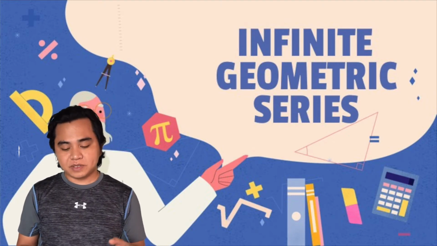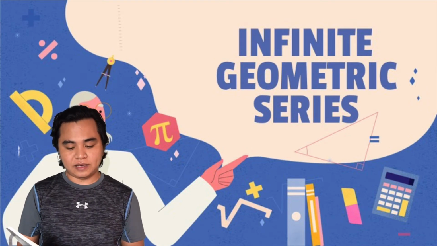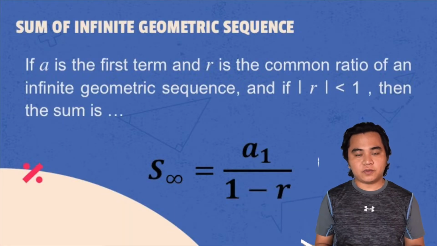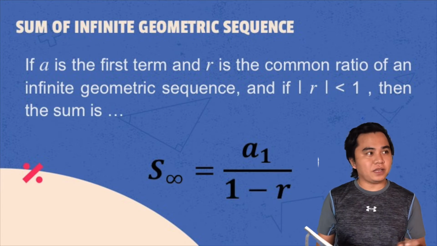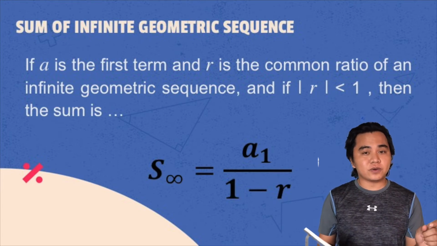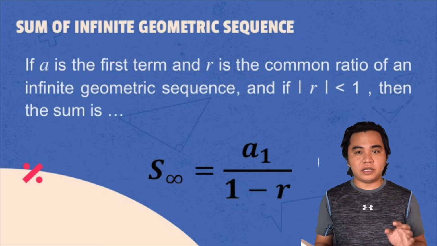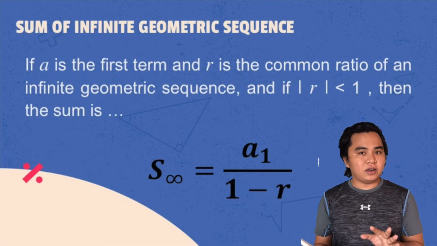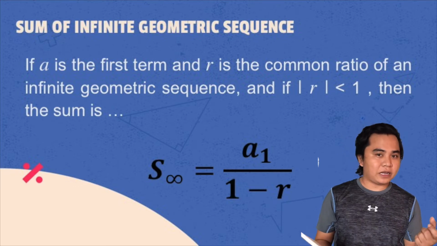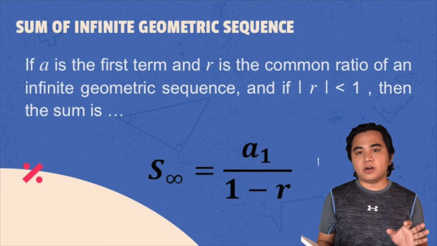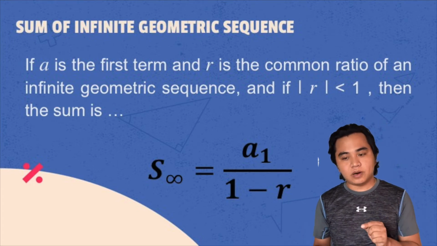Okay. Now let me present to you first the formula for infinite geometric series. That is given by a sub 1 all over 1 minus r, provided that this one only works in infinite geometric series and also the absolute value of r, or common ratio, class, must be less than 1, or it can also be written as the common ratio of infinite geometric series must be greater than -1 but less than 1.